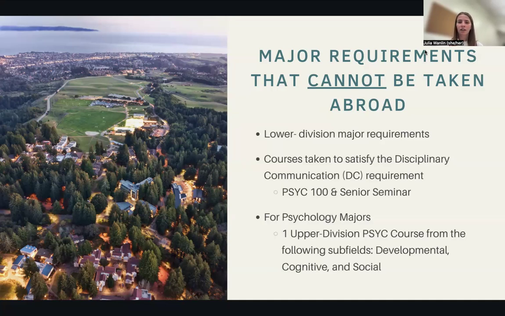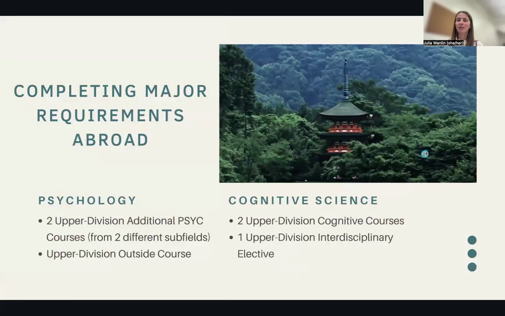Second, courses that are used to satisfy the disciplinary communications requirement, the DC requirement, have to be taken at UCSC no matter what. And so for both Psych and Cog Sci majors, that is Psych 100 and your senior seminar. And then for psychology majors specifically, you have to take at least one developmental, one cognitive, and one social psychology course at UCSC. And that will make a little bit more sense once I go into which major requirements you can complete while you're abroad.